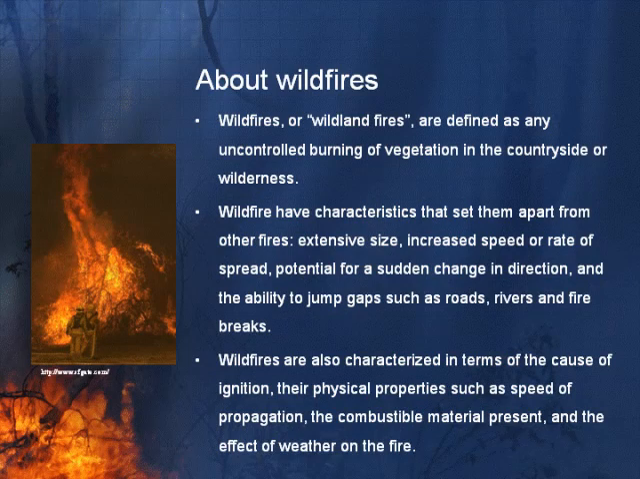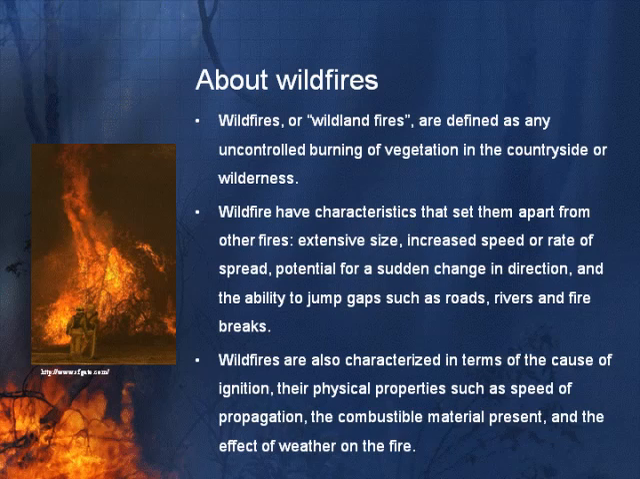Wildfires, or wildland fires as they used to be known, are defined as any uncontrolled burning of vegetation in the countryside or wilderness. Now, wildfires are set apart from any other kind of fire by their extensive size or increased speed or rate of spread, which is fueled by wind to a large part. You get a 30-mile-per-hour wind, you can have a fire that goes 30 miles an hour. You can have a fire that goes up a hill faster than across level land. They're very dangerous that way, and part of it is because of updraft. Hot air rises, and it fuels the fire. It causes the fire to spread upwards.